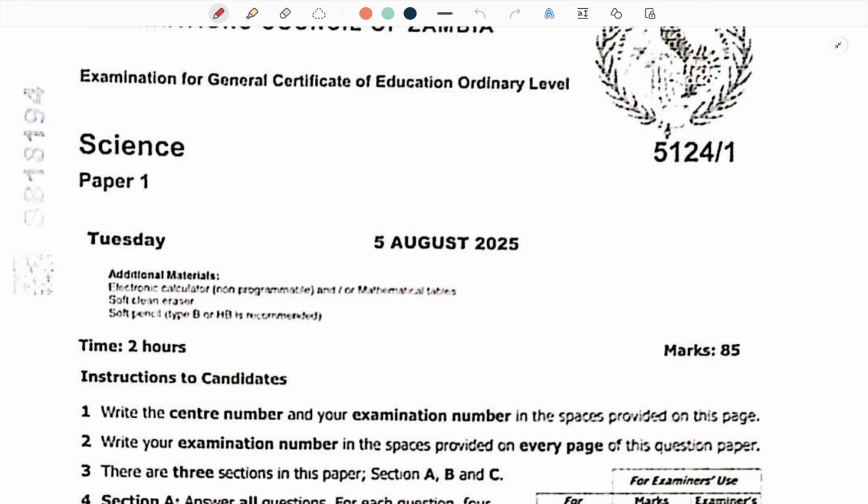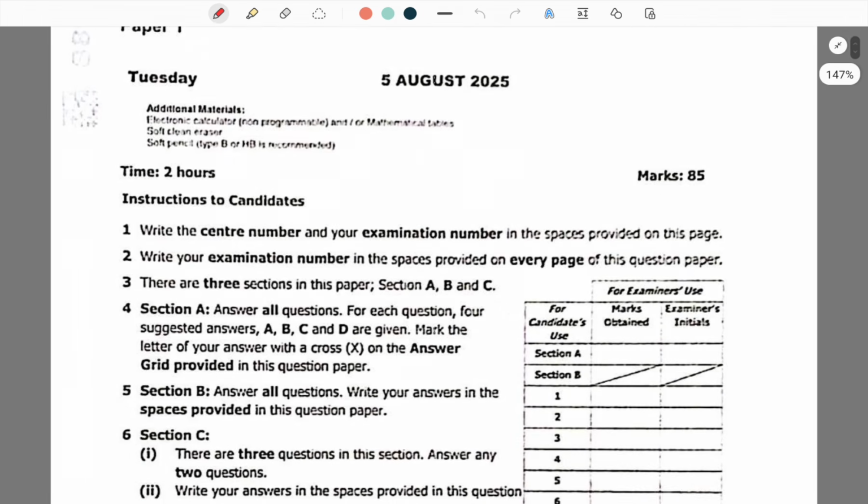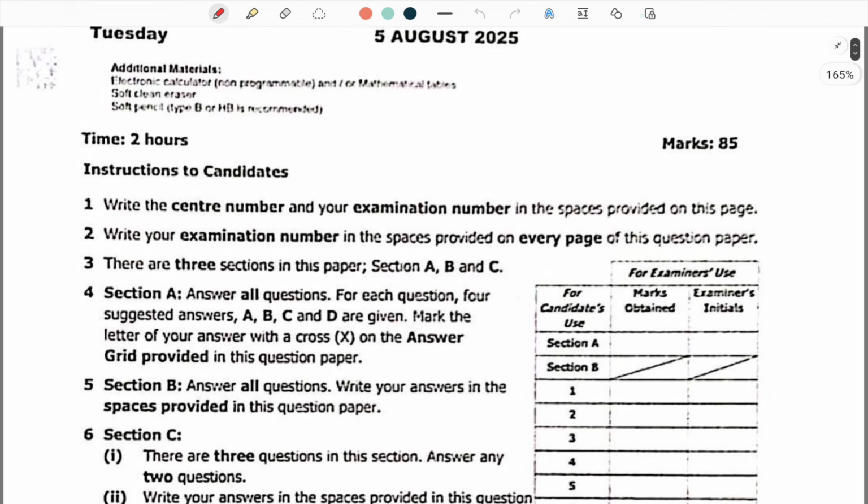Today we shall be looking at this science paper 1 paper, which was written on 5th August 2025. And then we shall be able to explain as many concepts as we can to simplify everything. This is a very simple paper. And of course, I know if you are seeing it for the first time, you might have certain challenges, especially in solving certain questions. But I want you to find this paper interesting and helpful.